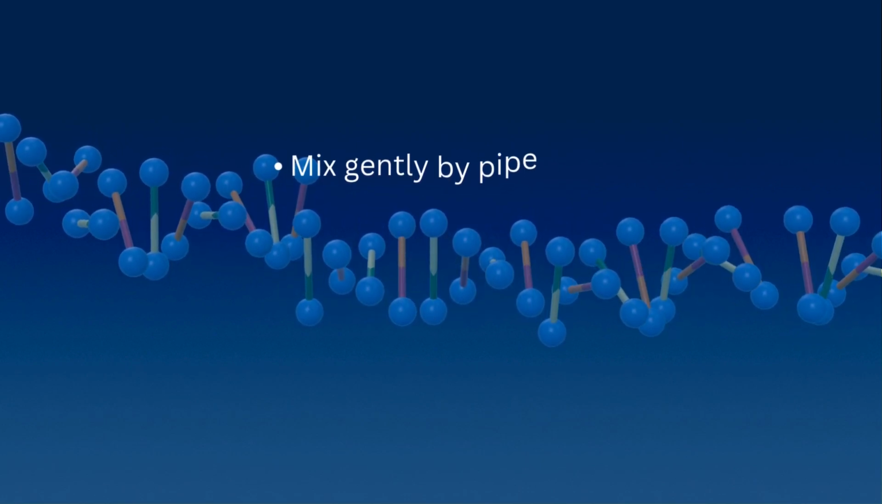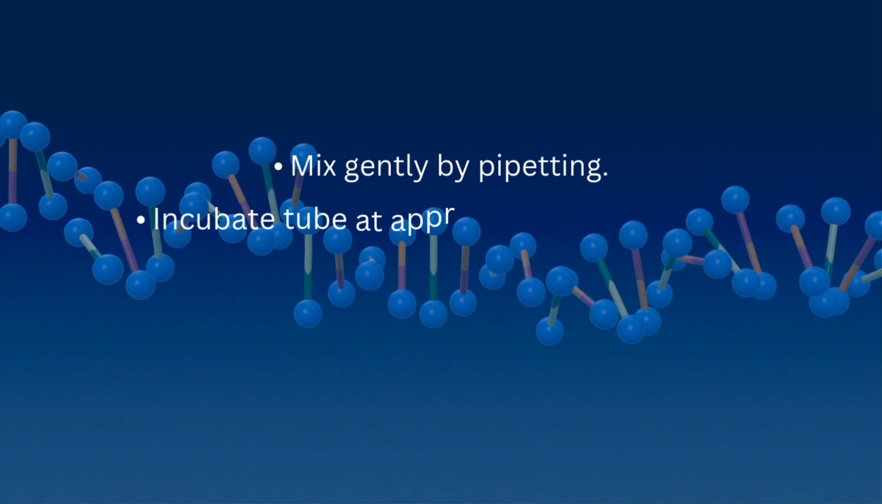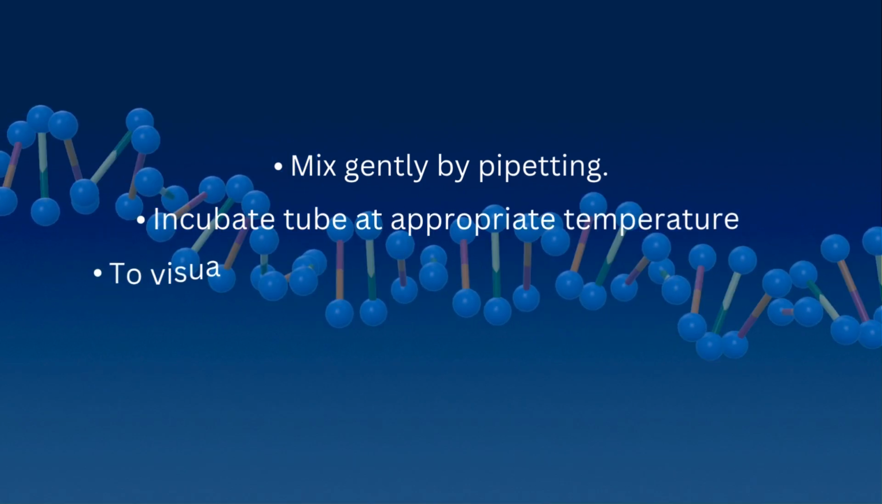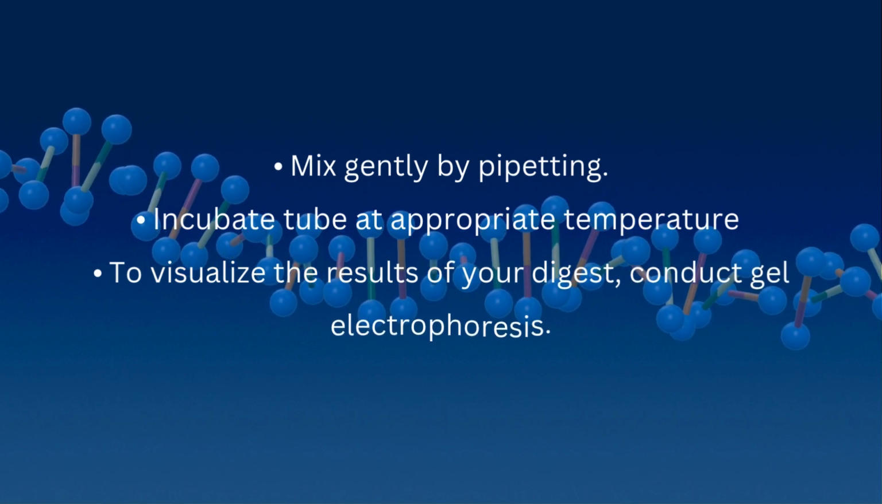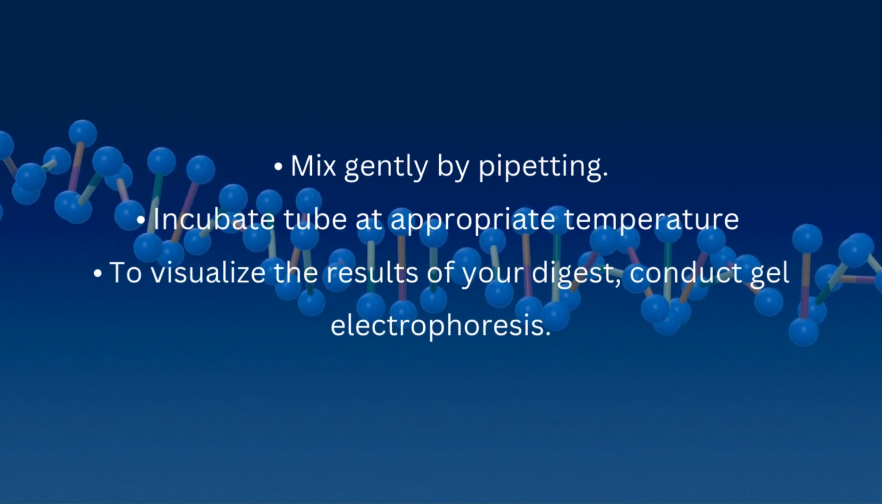Mix gently by pipetting. Incubate the tube at the appropriate temperature, usually 37 degrees Celsius, for 1 hour or for 16 hours. Always follow the manufacturer's instructions. To visualize the results of your digest, conduct gel electrophoresis.